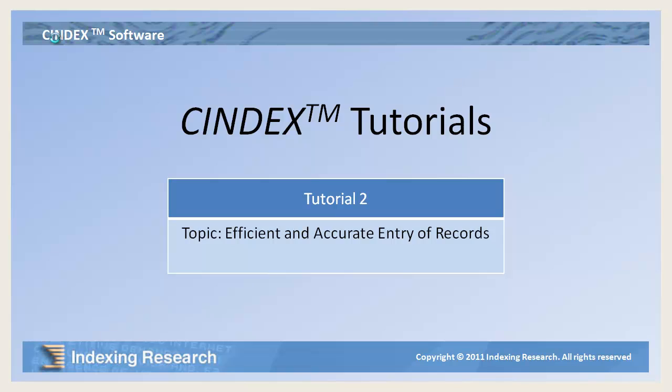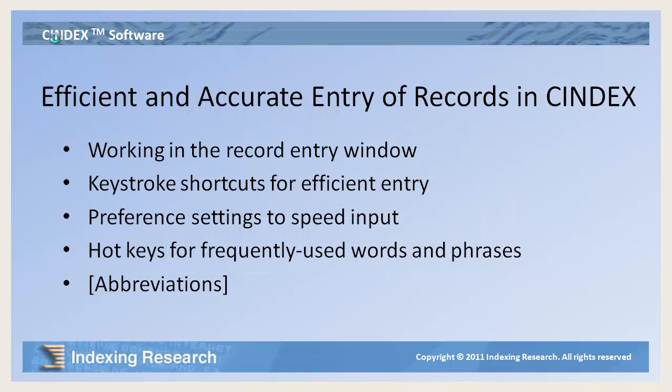Efficient and accurate entry of records. CINDEX offers the professional indexer unmatched features that will make creation of the index easier and more efficient. In this tutorial, we will cover CINDEX techniques and program settings that can make the entry of records quicker and more accurate. The abbreviation feature of CINDEX is another way to make record entry more efficient. Abbreviations and abbreviation files will be covered in a later video on file management techniques.